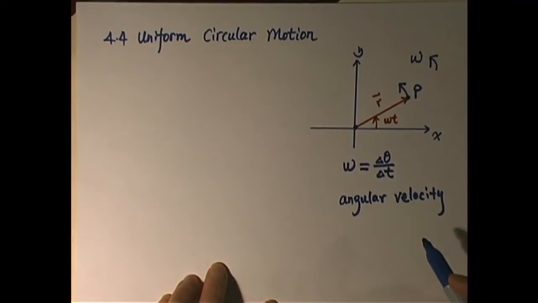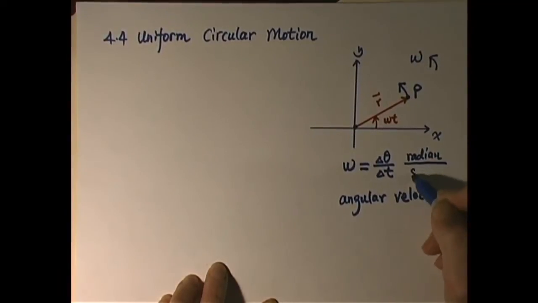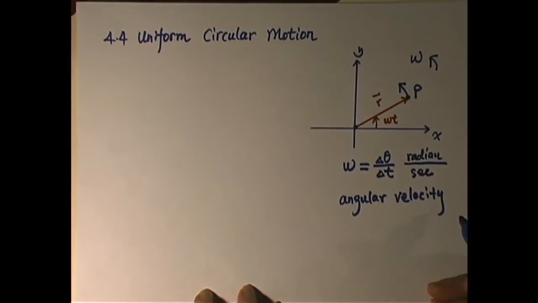And the unit for omega is the unit of angle over time. In the SI unit, the time is in seconds. Angle is basically dimensionless. However, in order to indicate this is an angle, we create a unit for the angle. It's called radian. So it is radian over time, which is second. It's radian over second.